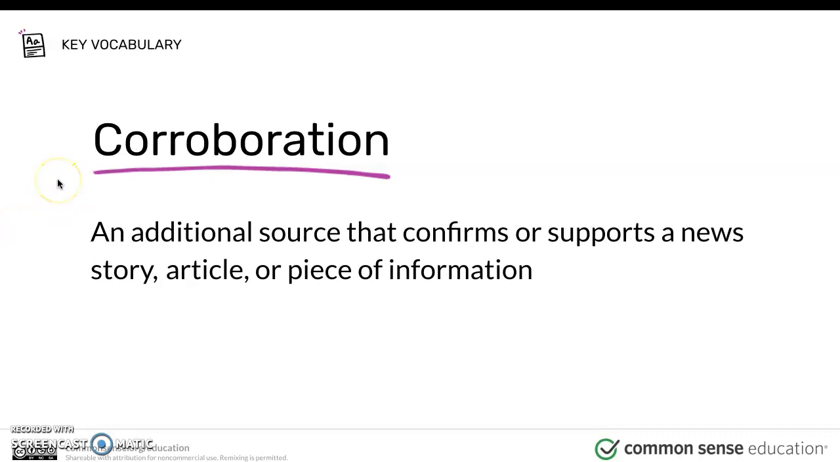And then another word, corroboration. It's kind of hard to say, but it's an additional source that confirms or supports a news story, article, or a piece of information. So corroboration is like if you can find another source that is saying the same thing, then that will help you to decide if the article is true. So if you find more than one article telling you about that topic, then it's usually a good sign that it's something that is true.